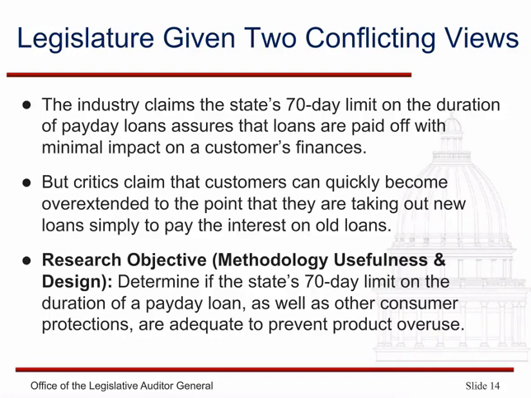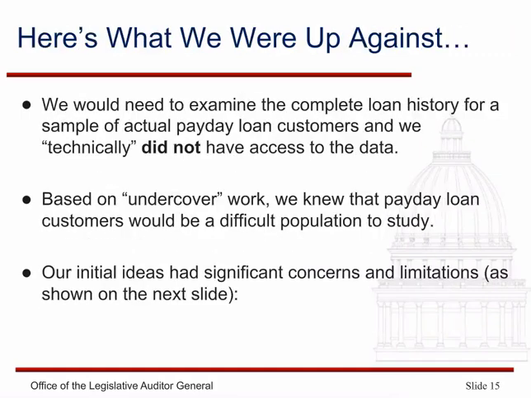But critics were quick to point out that, as we've already demonstrated, these borrowers could become overextended. So our research objective was to determine if the 70-day limit was adequate protection. So here's what we were up against. We would need to get complete loan histories in order to do this. But as we talked about, technically we didn't have access to this data. These are private providers, 63 different companies in Utah.